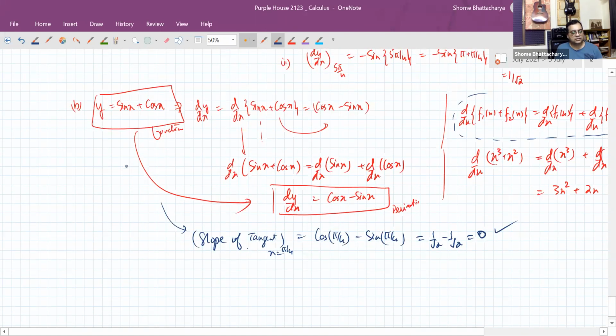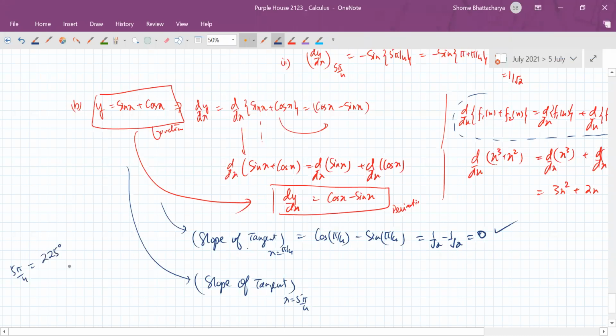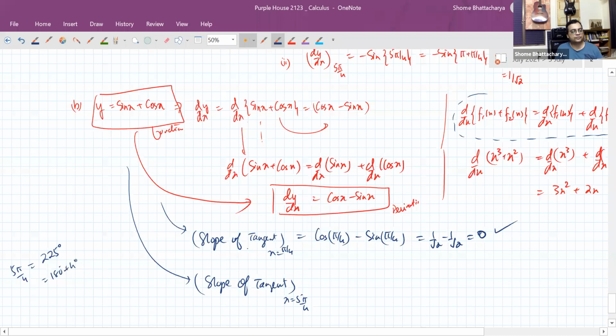Now, same way, the slope of tangent at x equal to 5 pi by 4. So 5 pi by 4 is basically how much? It is 225 degrees. So it is 180 plus 45, or you can say it is pi plus pi by 4. As we have seen earlier, cos of 5 pi by 4 is minus cos pi by 4. It's minus 1 by root 2. And so is sine of 5 pi by 4, also minus 1 by root 2.